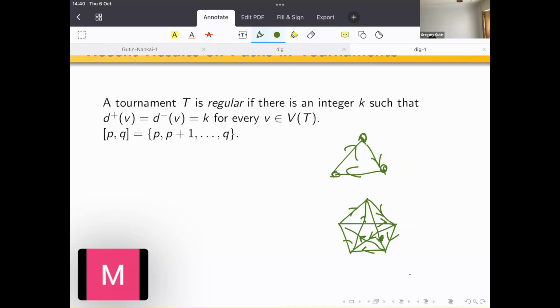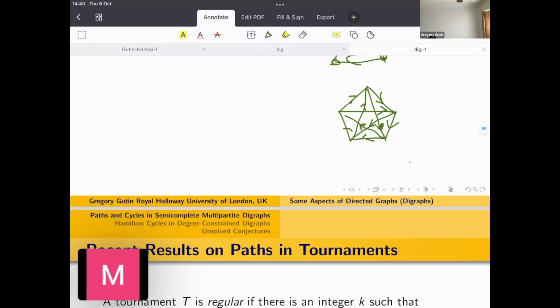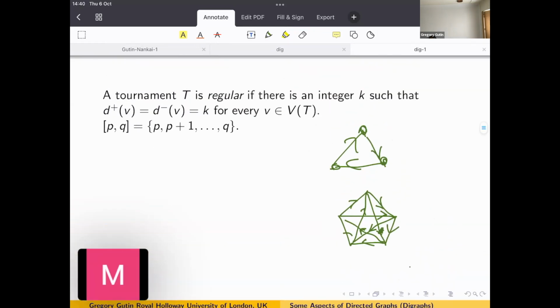So now, in our notation, we want to write this integer interval between P and Q, where it's P, P plus one, and so on till Q. So it's an integer interval.